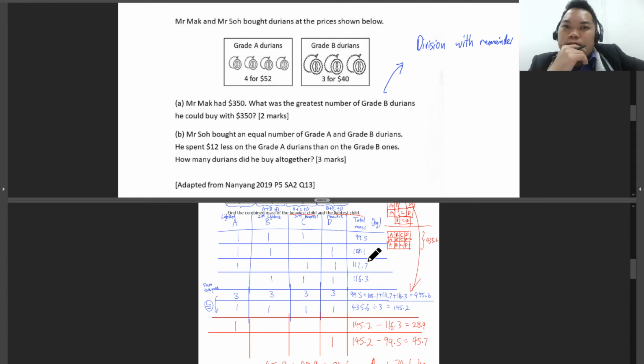Grouping. For part A, it's not so much on grouping yet. Can I try question 3 first? 3A, you're welcome to try.